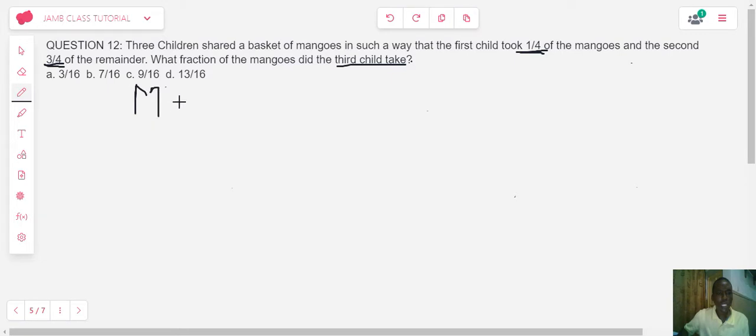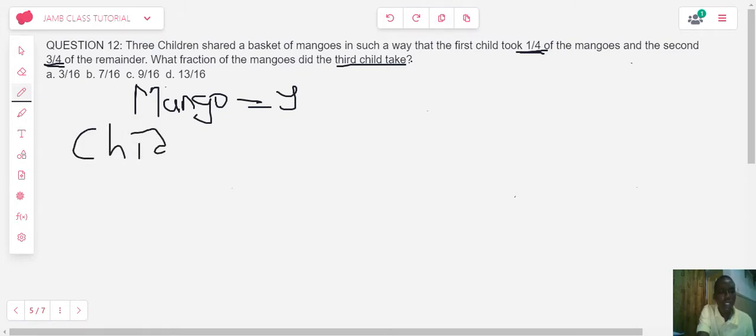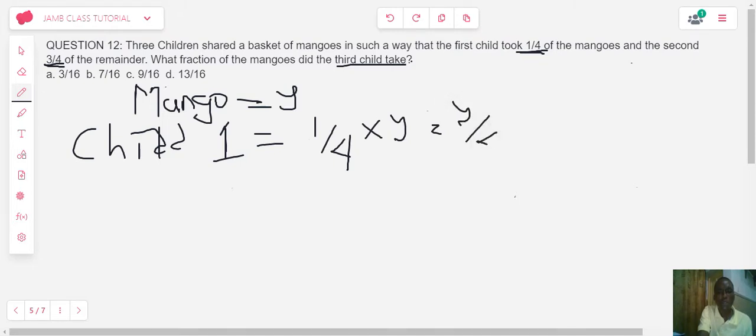Let's assume that the mangoes in the basket is equal to y. Now, if we take the mangoes in the basket to be equal to y, child 1 will have 1/4 times y mango, and that will be equal to y over 4.